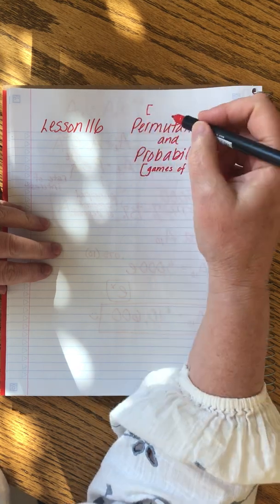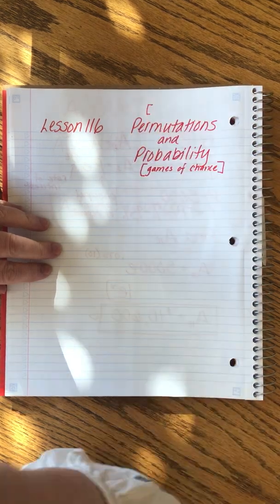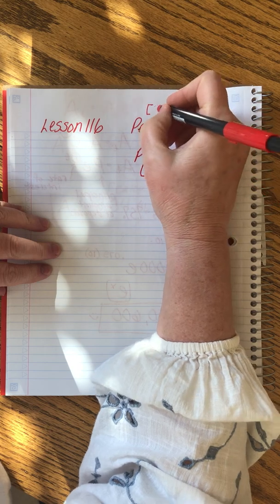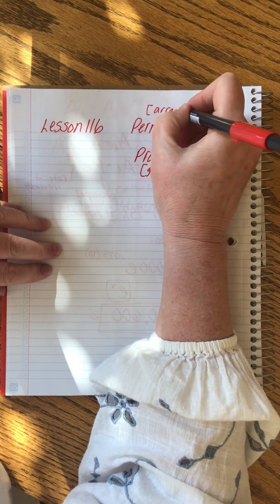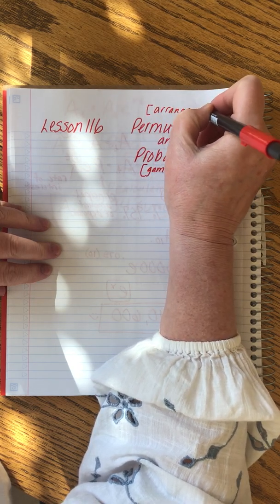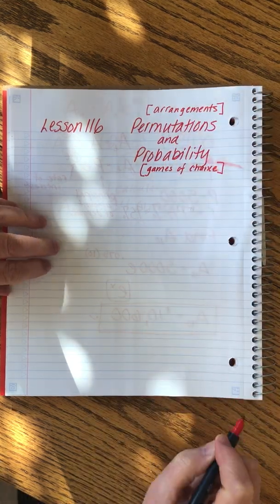Permutations, you're probably going to find to be very similar brain work as probability. Permutations are arrangements of things, and we're going to start by talking about those first. I don't believe we've covered them in the past, so this is new.